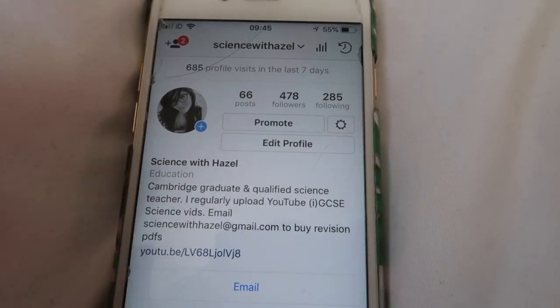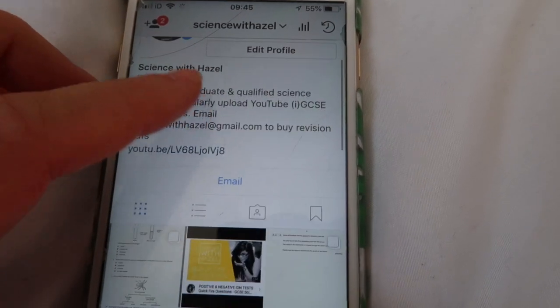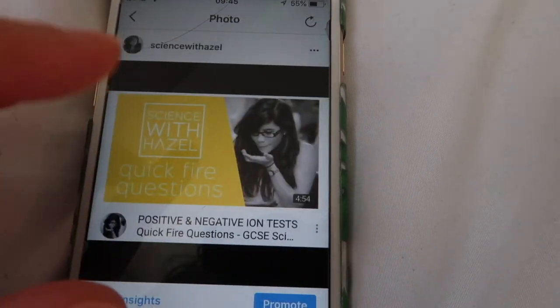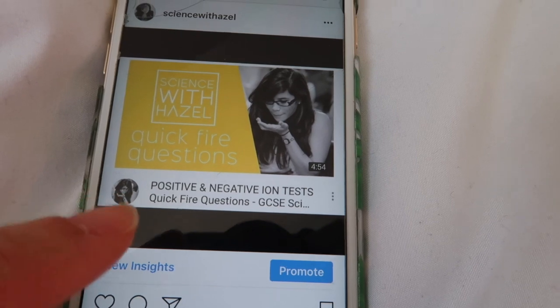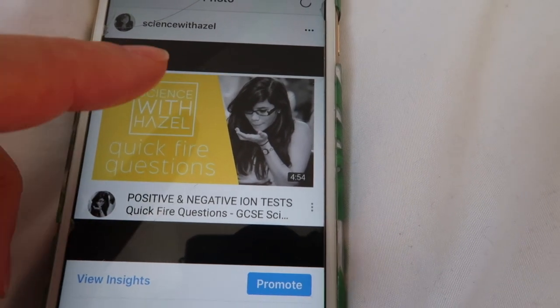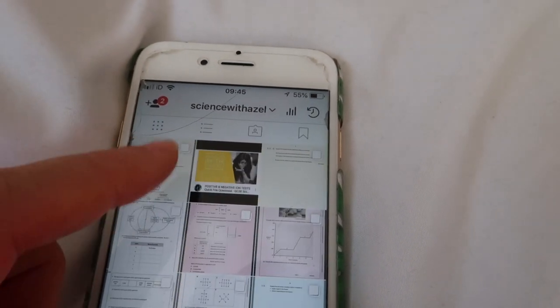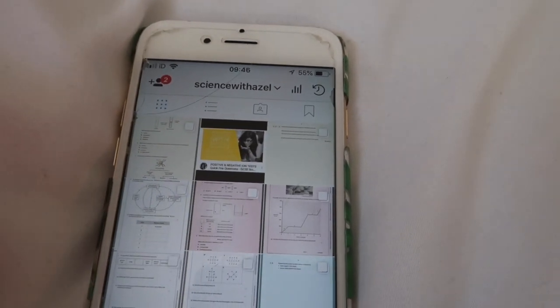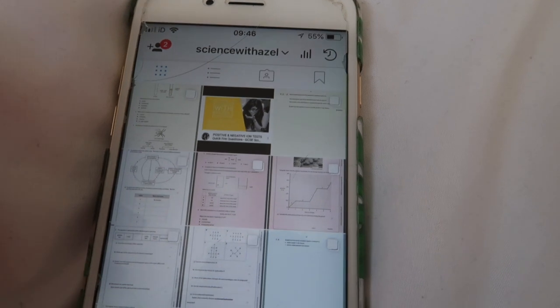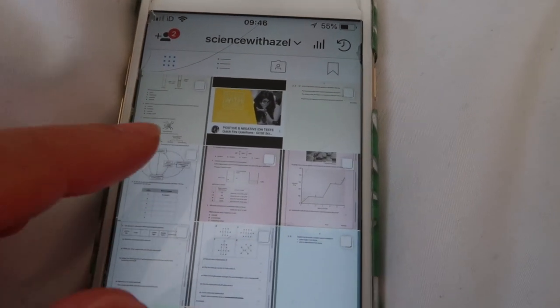So I've changed it a little bit lately. As well as my normal notifications as to when I've made new uploads, like yesterday's, which was on positive and negative ion tests, which is a quick fire question, I've actually changed it so that I'm adding past paper questions and just general questions relating to revision. And I'm trying my best to be fair and rotate between the exam boards.